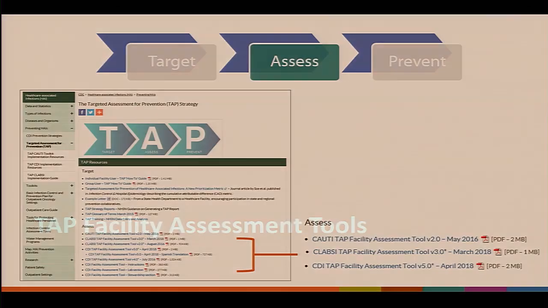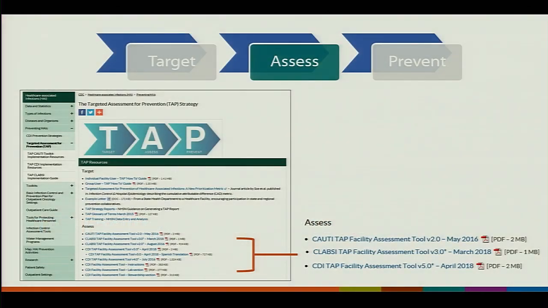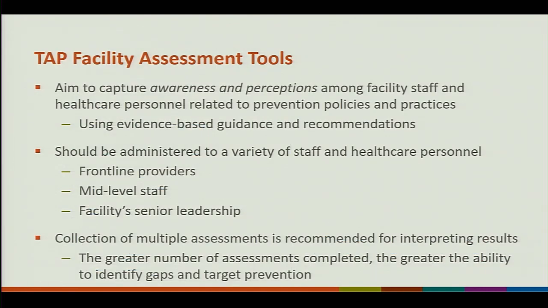Okay. So the TAP facility assessment tools are available on our TAP website, listed under the assessment link. We'll have a list of resources at the end of this PowerPoint where you can access them as well. Again, they're available for CAUTI, CLABSI, and CDI. The intent of the TAP assessments is to really capture awareness and perceptions of facility staff relating to infection prevention policies and practices. So this is where we are gaining the perspective of frontline personnel relating to either CAUTI, CLABSI, or CDI prevention practices.